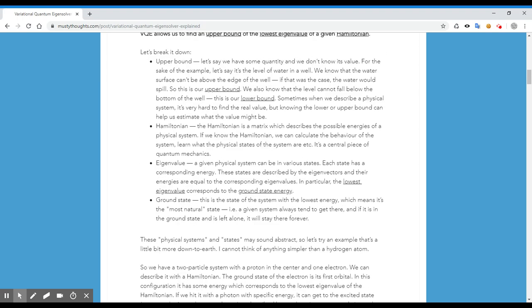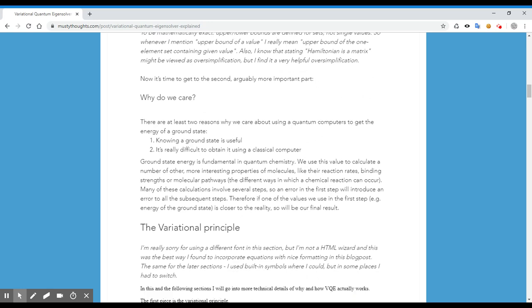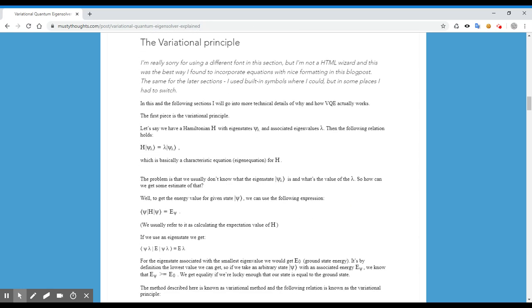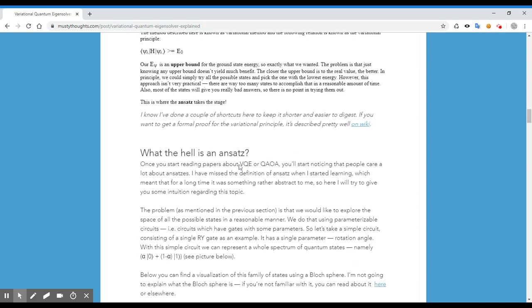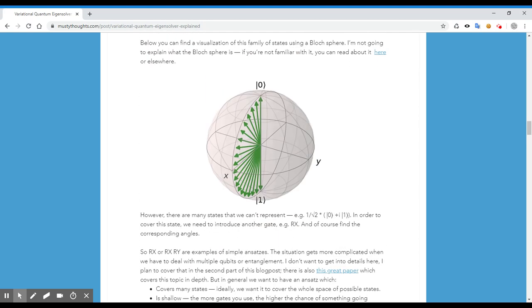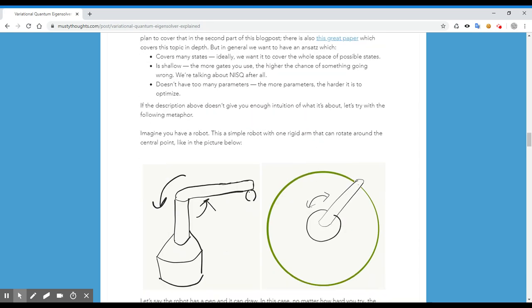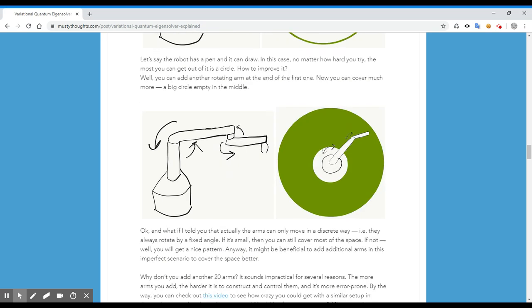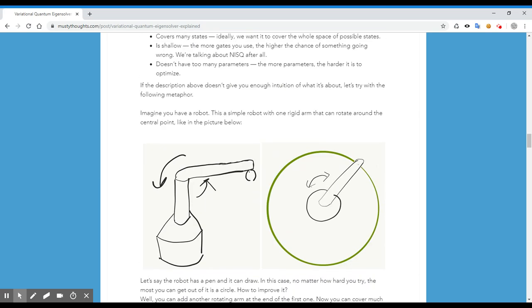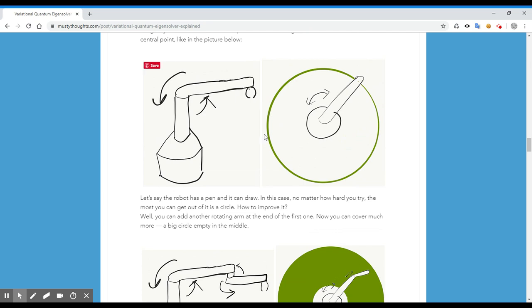What does VQE do? Why do we care? The variational, okay, the variational principle. So that was something that Jack Cerrone also talked about in his blog. What the hell is an ansatz? Okay. Oh, nice. Some graphs. Okay. Cool. I'm just quickly scanning. That seems like he's gonna try and explain something like about degrees of freedom or something like that. I don't know.